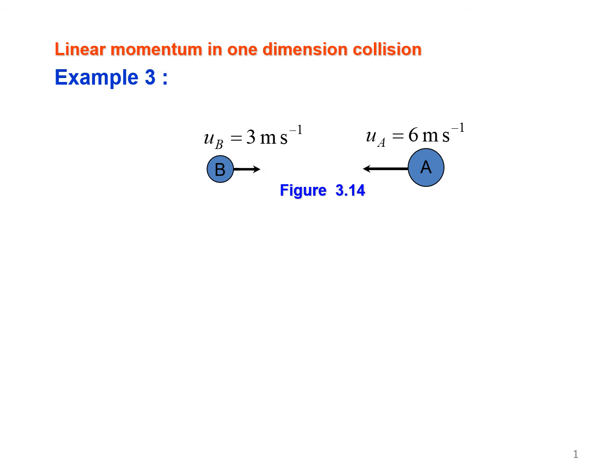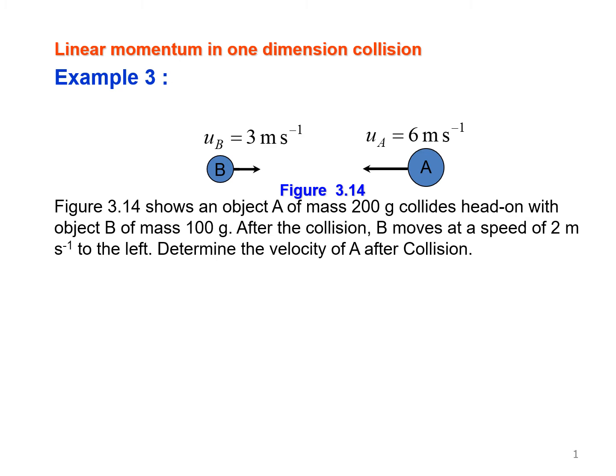For this part, we have example 3. Over here you have figure 3.14. Object A, mass given 200 gram, collides head on with object B, mass given 100 gram. After the collision, B moves at a speed of 2 meters per second to the left. They want to determine the velocity of A after the collision. Initially A and B are moving toward each other, so you will have a head-on collision.